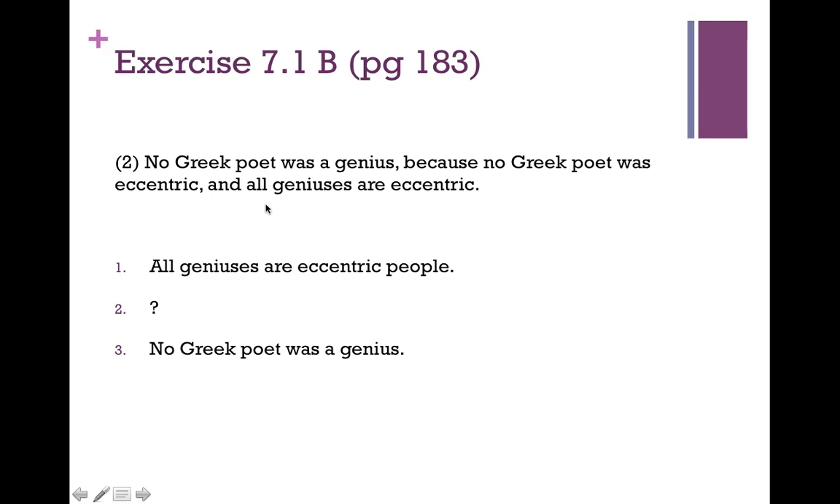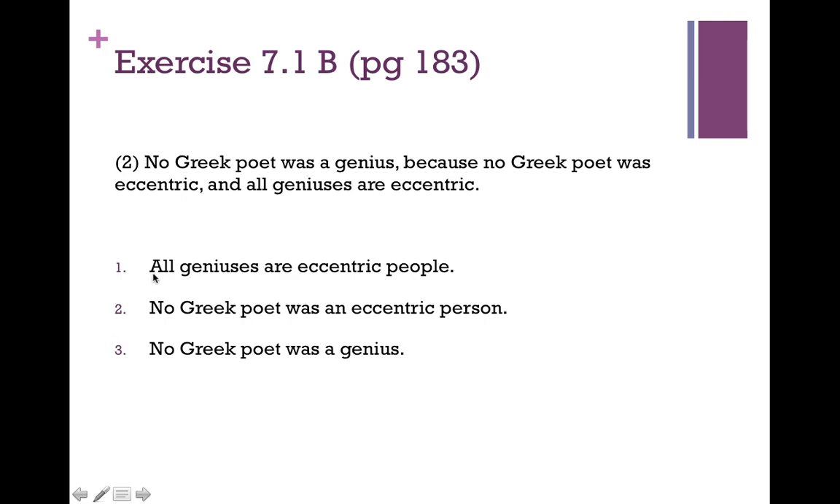Now, what we have to do finally is locate the minor premise, which was going to be no Greek poet was an eccentric person. And so this is our argument. It's in standard form: major premise, minor premise, and conclusion. All of our propositions are in standard form for propositions: quantifier, subject, copula, predicate, and the subject and predicates both name classes.